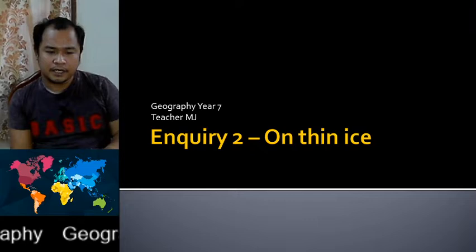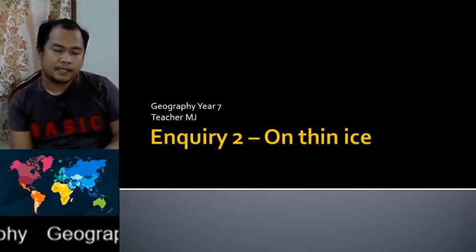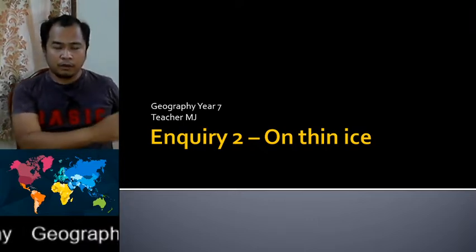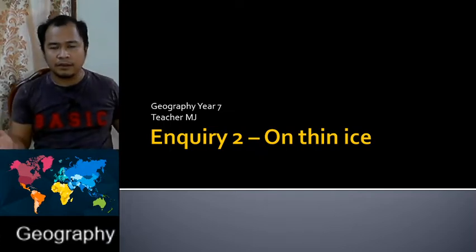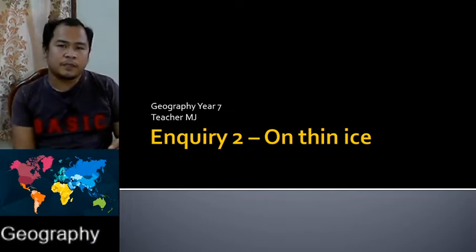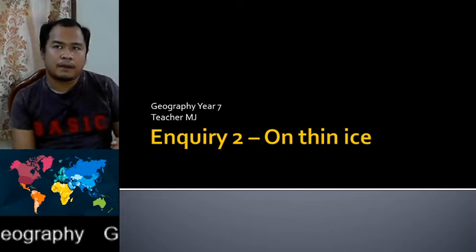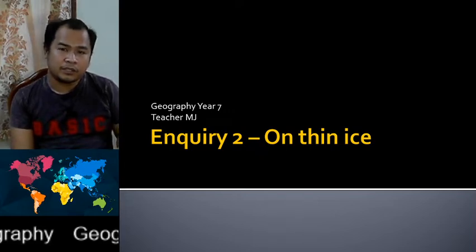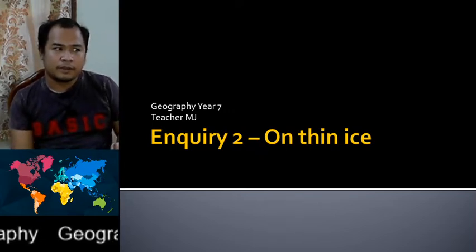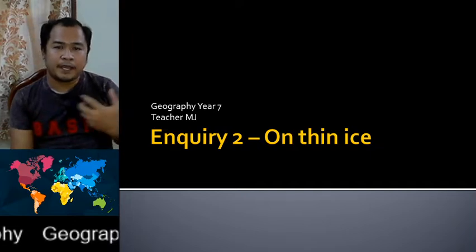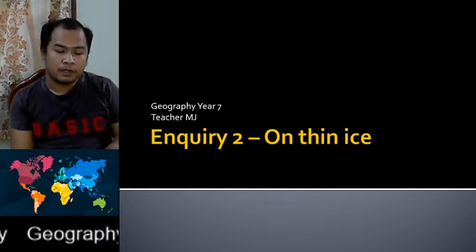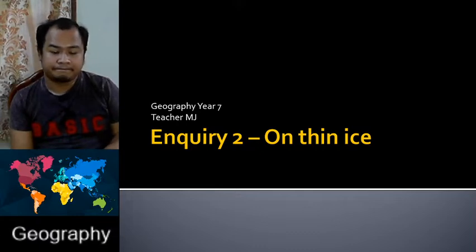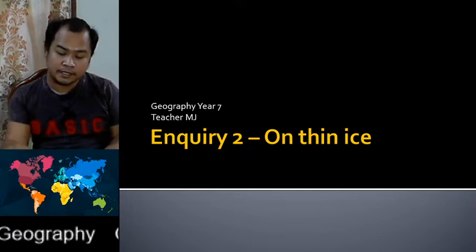All right, now let's move on to the next lesson, which is Enquiry 2, On Thin Ice. Enquiry 1 and Enquiry 2 will be related because they are both talking about ice. But Enquiry 2 is more about the area in the northern pole, which is the Arctic Circle. And this was the activity that you created yesterday.